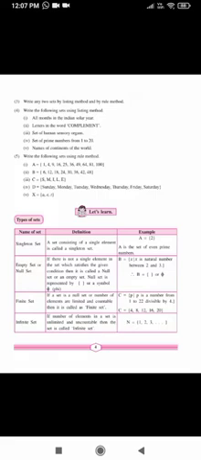Okay, next question. Question number 3, write any two sets by listing method and by rule method. Okay.